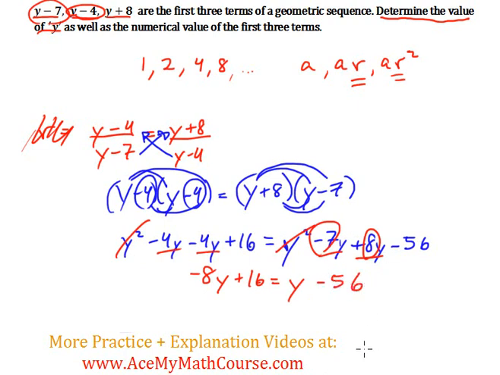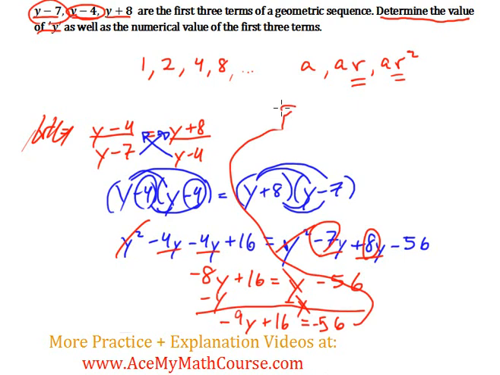Then, what can we do? Well, I can subtract y from both sides of the equation. You get negative 9y plus 16 equals negative 56. Then, of course, I can subtract 16 from both sides of the equation. I'm completely running out of room, so I'm going to keep going over here. That's a terrible looking arrow. Okay. So, subtracting 16 from both sides, we're going to get negative 9y equals negative 72, because negative 56 minus 16 is negative 72.